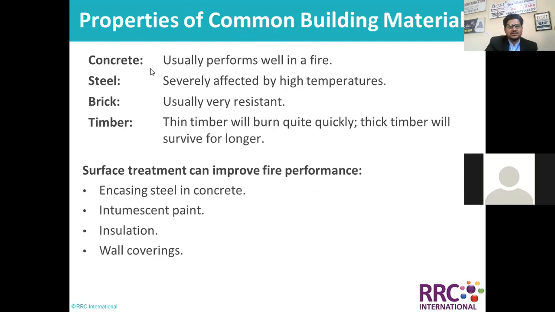Properties of common building materials: concrete, steel, brick or timber. We must have some understanding. Steel is usually severely affected by high temperatures, while concrete usually performs well in a fire, and brick is very resistant. Thin timber will burn quite quickly, and surface treatment can improve fire performance. That is why we have coatings, encasing of steel in concrete, intumescent paint, insulation, or wall coverings. So we try to build in fire prevention systems from the design phase, instead of finding all these things later through the fire risk assessment.